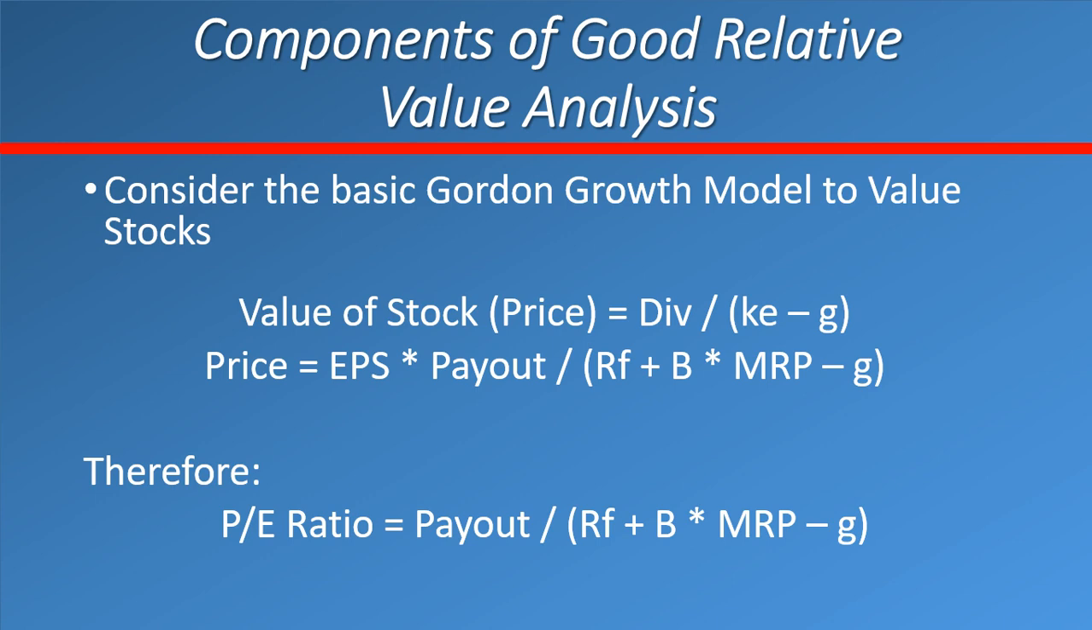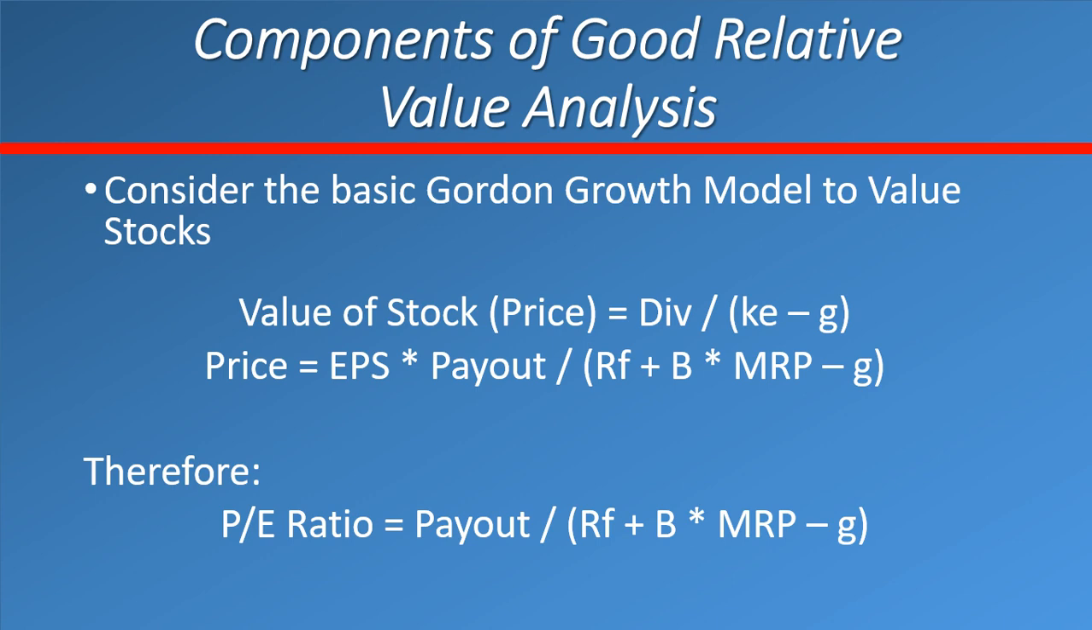Our focus is going to be on beta and growth because the risk-free rate and the market risk premium are the same number for all companies. So that tells you about the general level of the stock market. But when you're trying to compare one company to another company, the only factors that are important to that specific company are beta and growth.